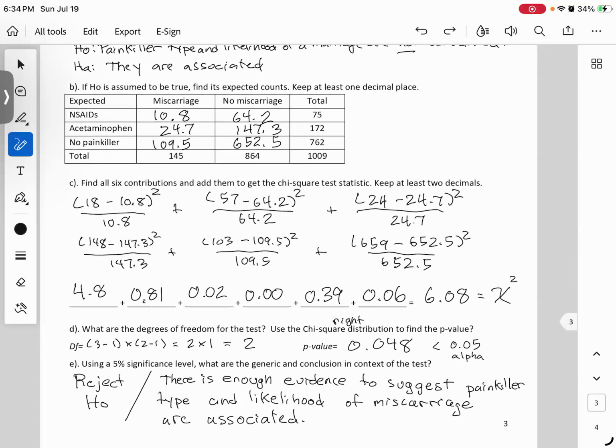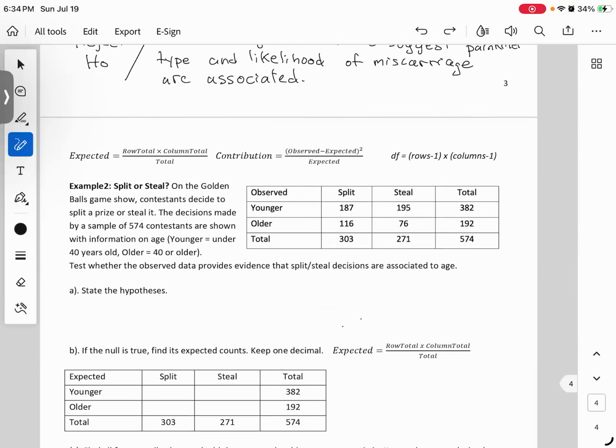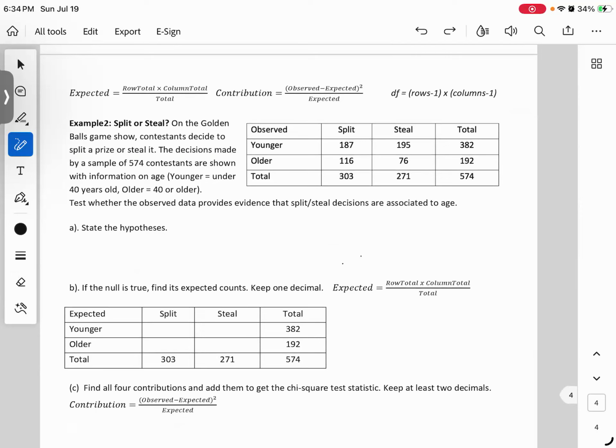Definitely just looking at this, a section that is going to have a bit more number crunching. So you'll want to slow down, make sure that you get all your numbers nice and rounded correctly. But I want to do one more just to really seal the deal on this procedure. As you can see at the top of this example, it's already given us the formulas, those for the expected, those for the contributions, even for the degrees of freedom. It's just a different story.